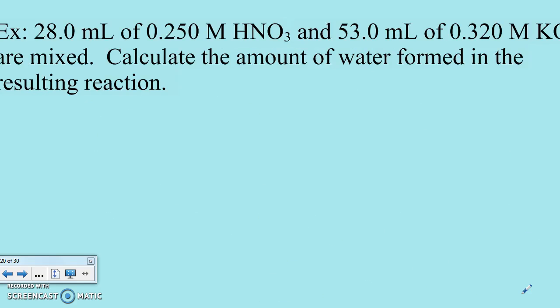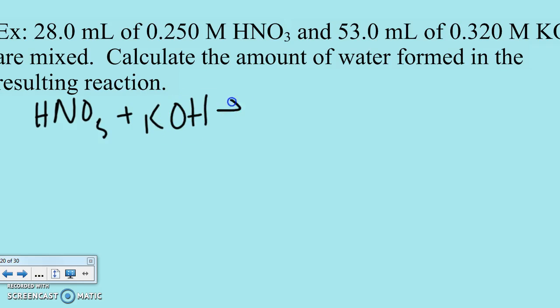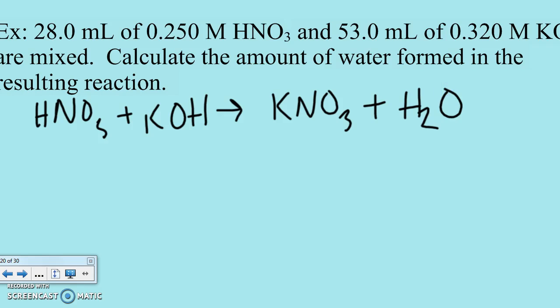The next example has 28 milliliters of 0.250 molar HNO3, and then 53 milliliters of 0.320 molar KOH. And so we're asked to find the amount of water. So this one is a limiting reagent problem. There's another one where they're reacting in a 1-to-1 ratio. So at least that makes it a little bit easier.